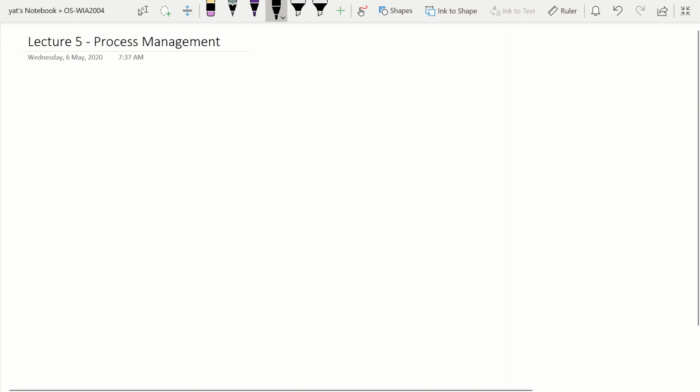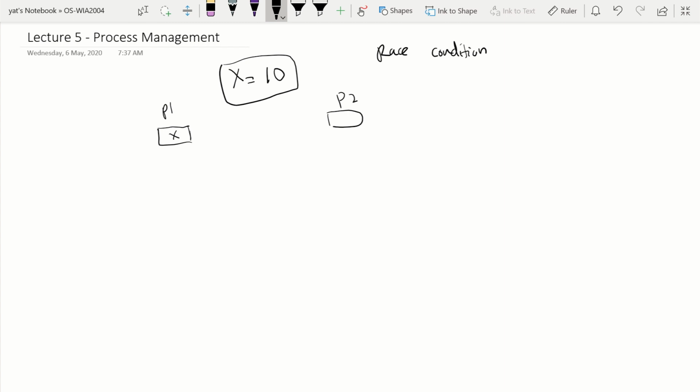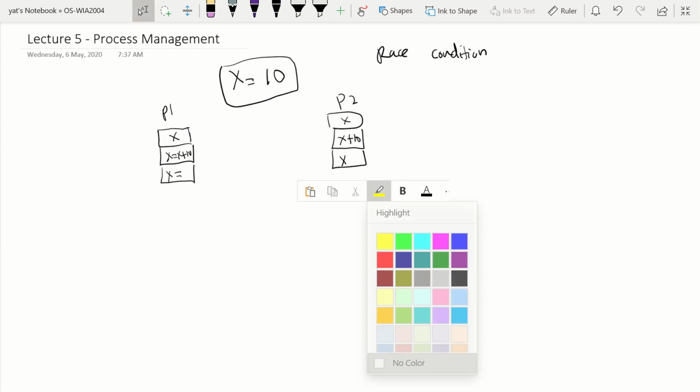Let's say you have an initial value of x equal to 10. This is the variable. You have two processes, process 1 and process 2, and you want to access this. This is the typical race condition. So now x equals x plus 10, and this will be the new value of x, and this one also x plus 10, and this is the new value. So let's say we go for P1 first. P1 accesses the variable.